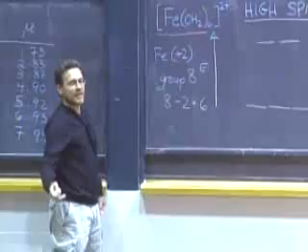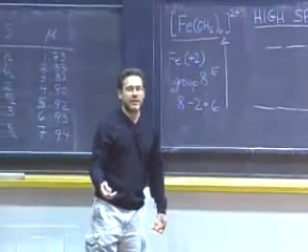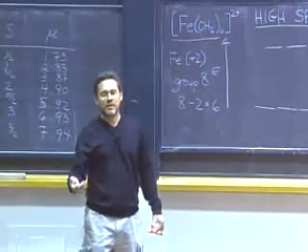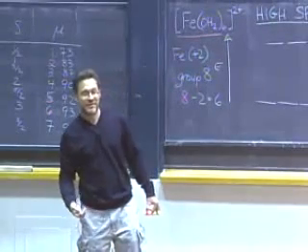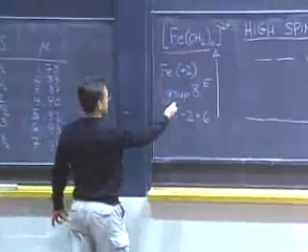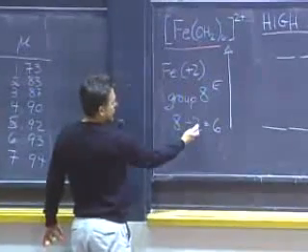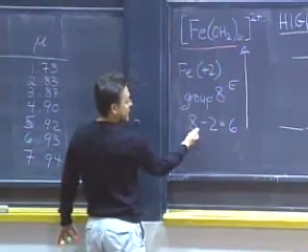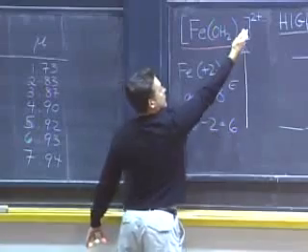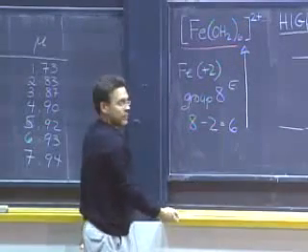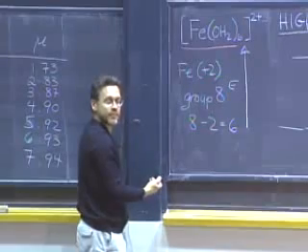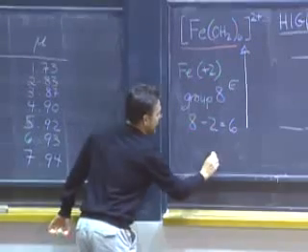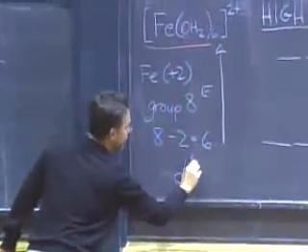That means an iron atom has 8 valence electrons, the same way that carbon has 4 valence electrons or oxygen has 6 valence electrons. And in group 8 of the periodic table, we're subtracting 2 from the 8 valence electrons because there's a 2 plus charge on the system. That leaves 6 valence electrons on the iron. And that means this is what we call a d6 system.